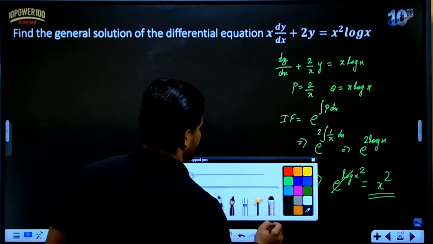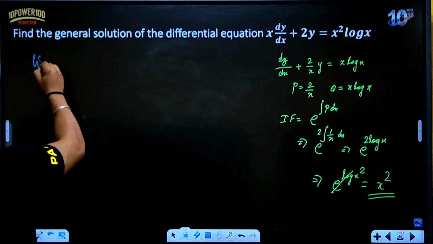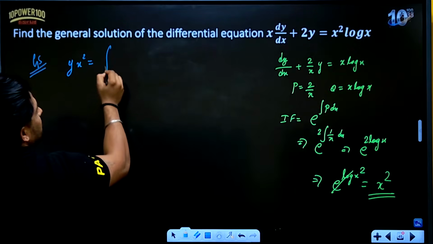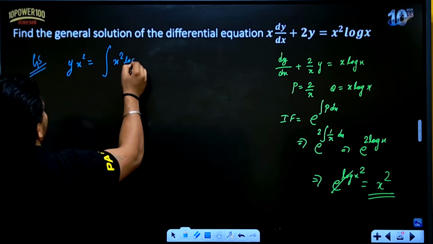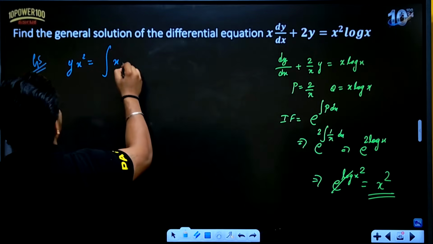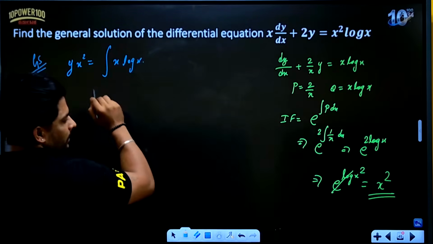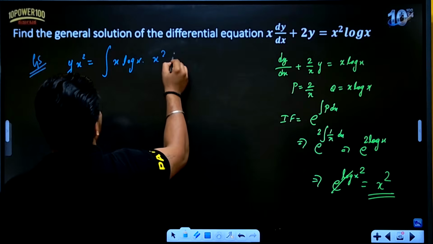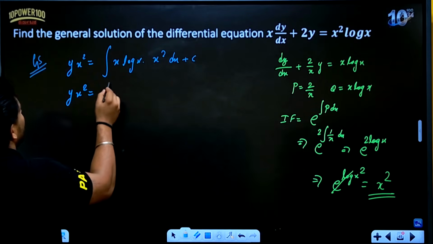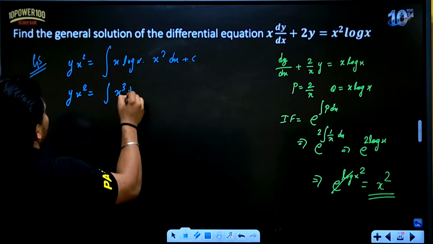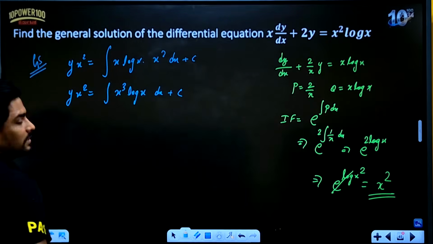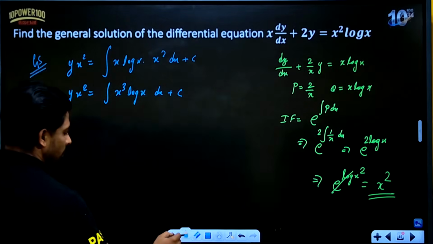So now the general solution. The general solution is y into the integrating factor. So y x square is equal to integration of x log x into x square dx plus c. So now y x square is equal to integration of x cube log x dx plus c. Now log x is the first function, x cube is the second function. So now let's do by parts here.